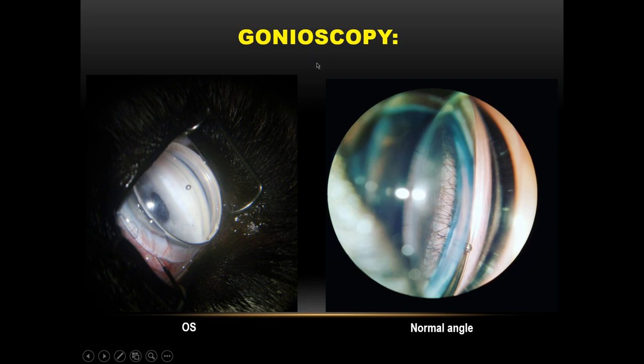So the gonioscopy that we did, just for comparison, this is a normal trabecular angle, iridocorneal angle, okay? So you can appreciate the trabecular meshwork here. This is a gonio lens to do this kind of exam called gonioscopy. So this is a normal dog, okay? And this is the image of this dog that we are talking about. So you can see there is no angle at all. So this is an angle that was not developed.